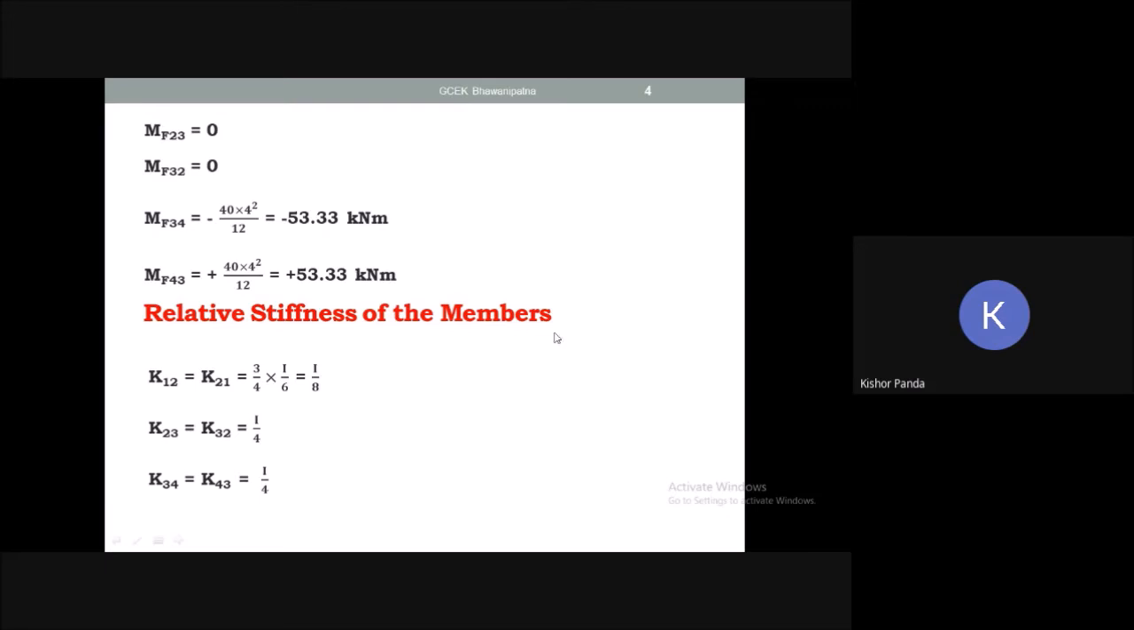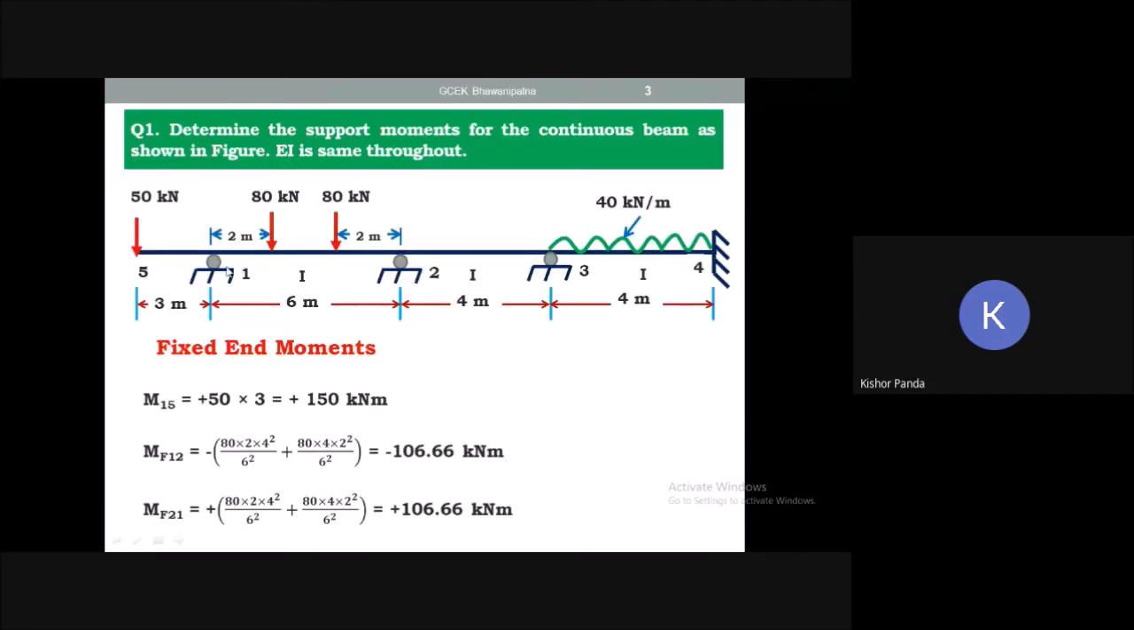Then what is the relative stiffness of the members? Here you see this is the overhanging portion. If the end is overhanging or simply supported, then for this corresponding span you have to find out the relative stiffness 3/4 into I by L, because here this is overhanging. So you have to find out what is the relative stiffness of this member, this span 1, 2.